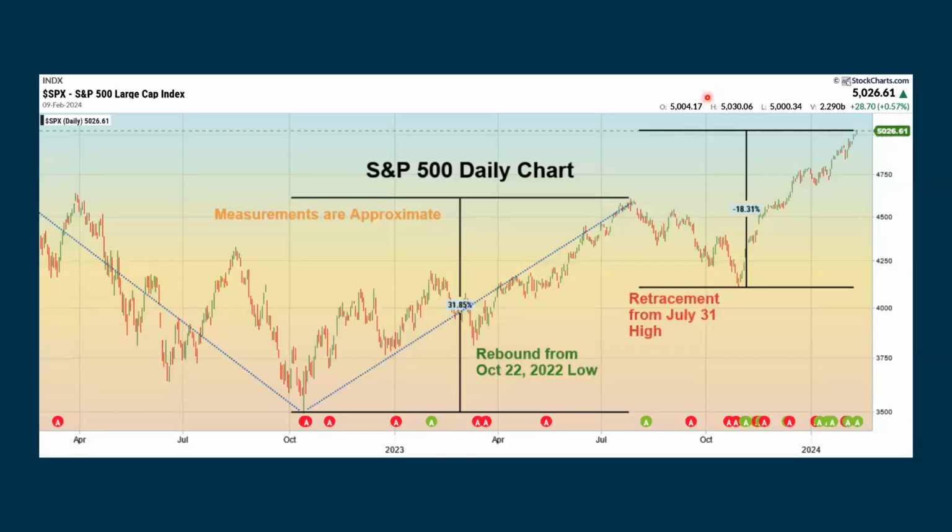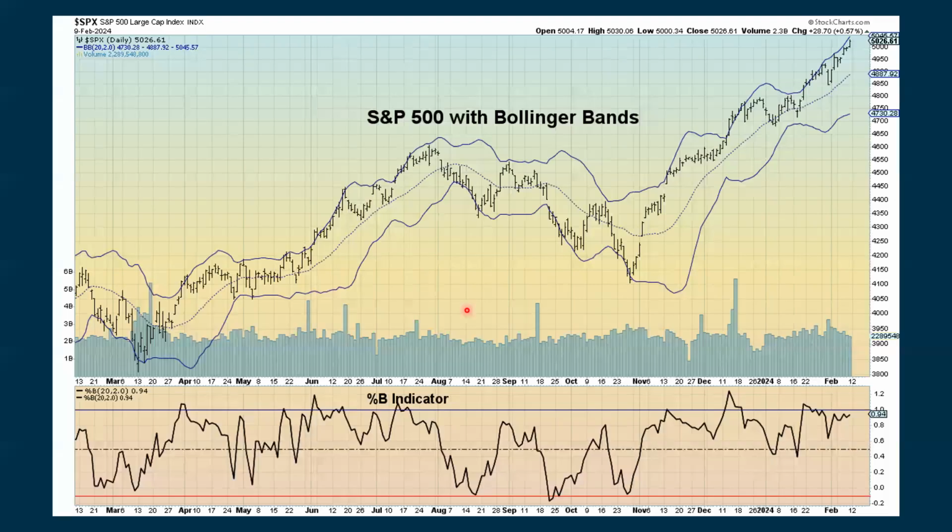This is a measurement that I do myself, so these numbers may not be exact. This is measuring from the low that we set in October of 2023 and how far we've bounced up to where we closed in Friday's session. Then there's some other areas on here just to measure what the percentage moves were during those times.